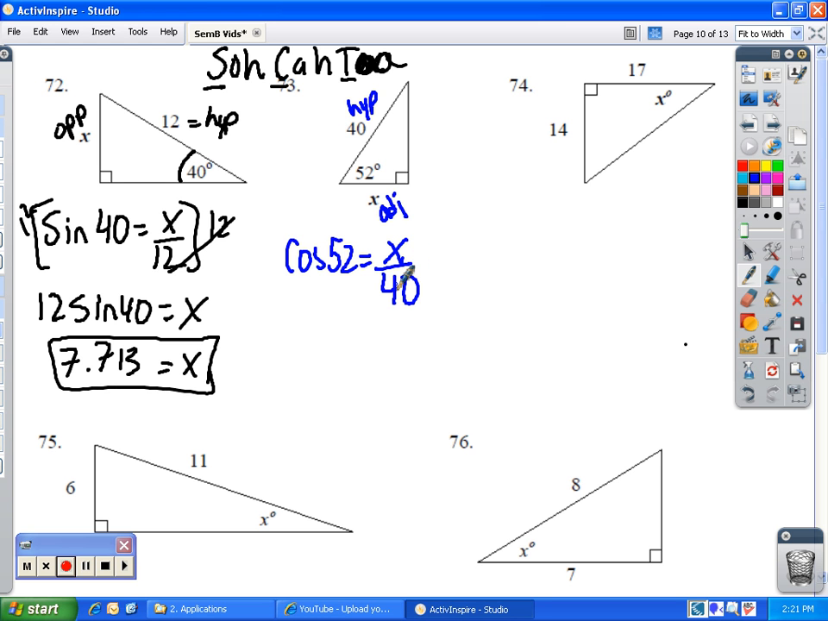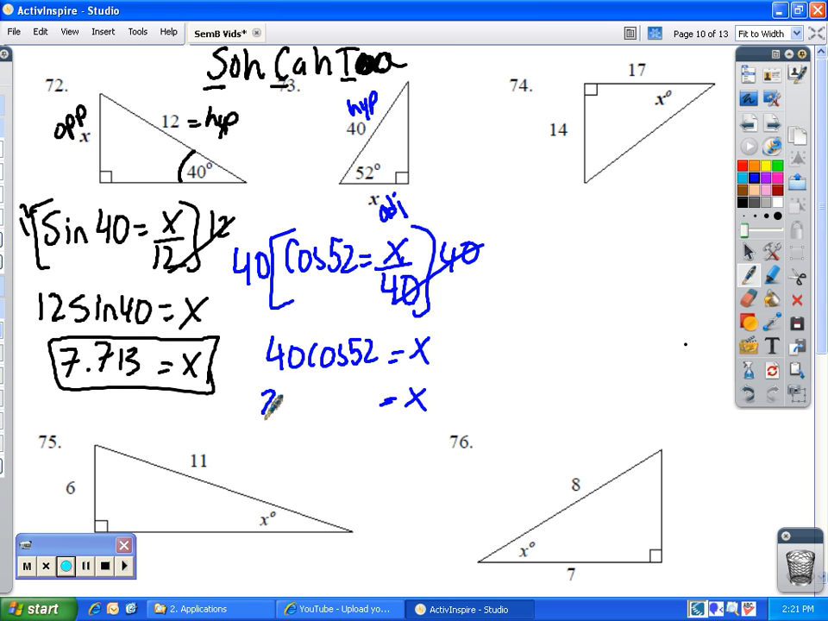In order to solve for x here, I must also multiply by the 40 to get it away from the denominator. This is only because x is in the numerator. X therefore equals 40 cosine 52. Type all that into your calculator. 40 cosine 52. And you get that x equals 24.626.